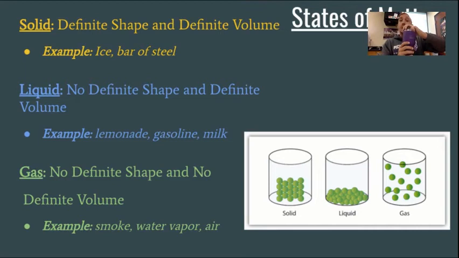Well, let's say I open up the cup. My gas is not going to stay in this cup. My gas is now filling the shape of my room. It's also taking the volume of the room. It's going to be more spread out, but my gas is going to spread out. That's what it means. So it has no definite shape and no definite volume.